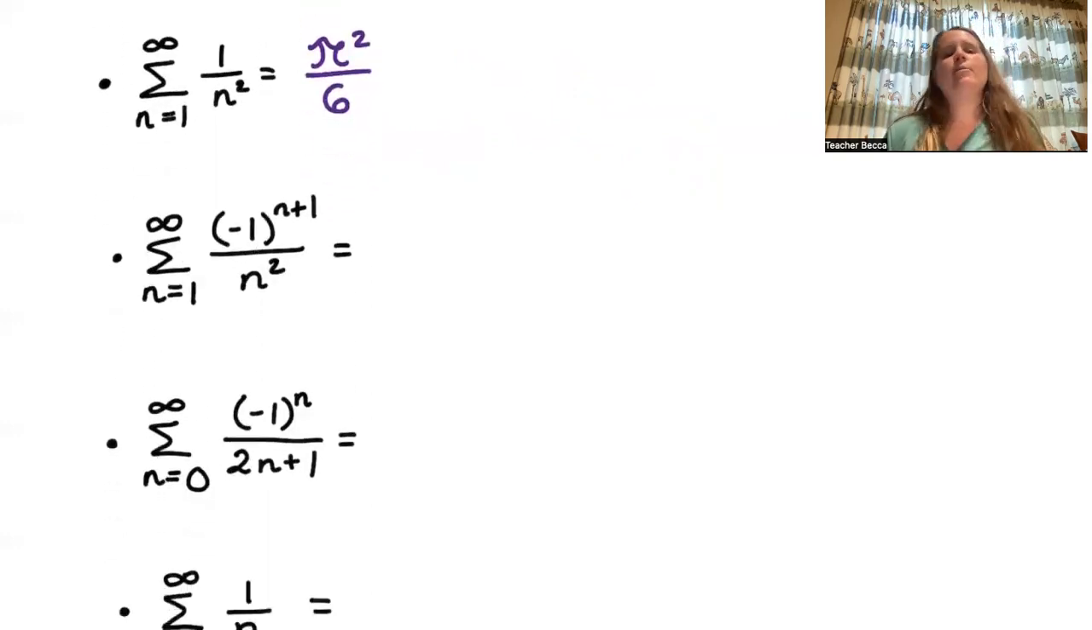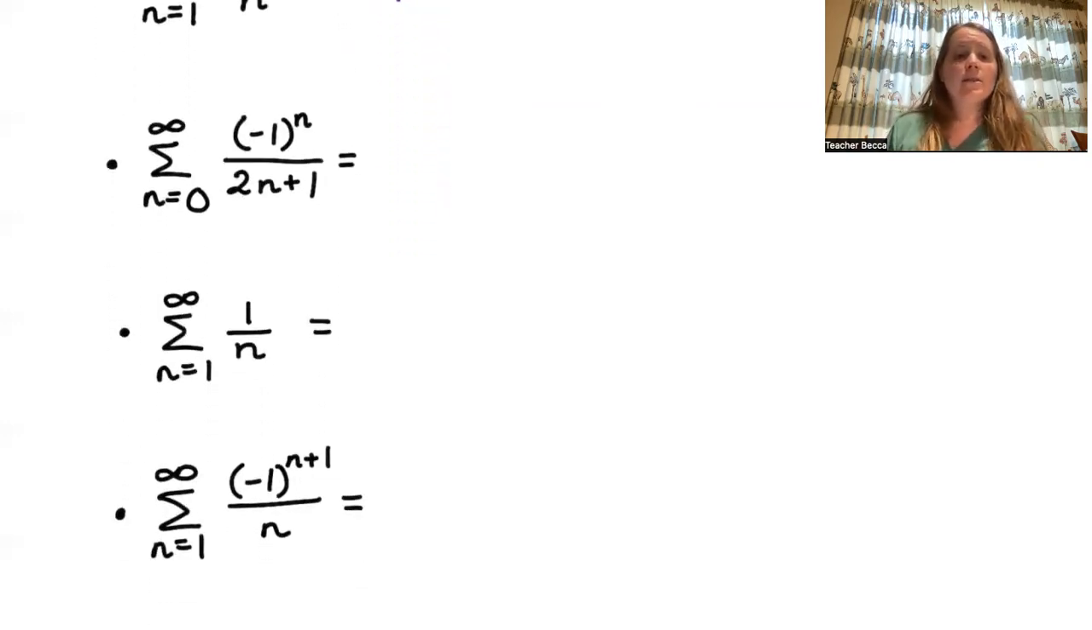Then we have the sum from n equals 1 to infinity of negative 1 raised to the n plus 1, all over n squared. This converges to pi squared over 12. Note the only difference between this and the previous series is that we have added in an alternating sign. Right? That negative 1 to the n plus 1 just makes the terms flip back and forth between positive and negative.